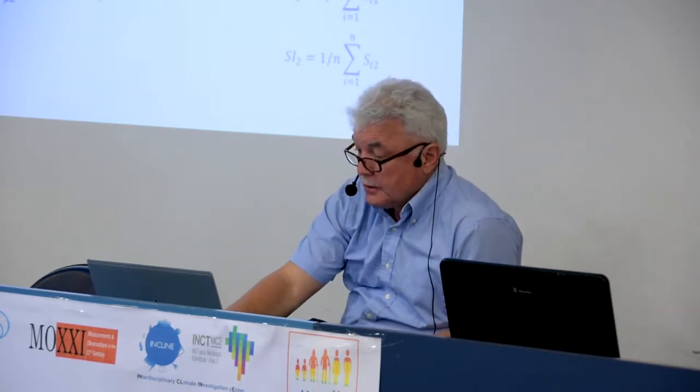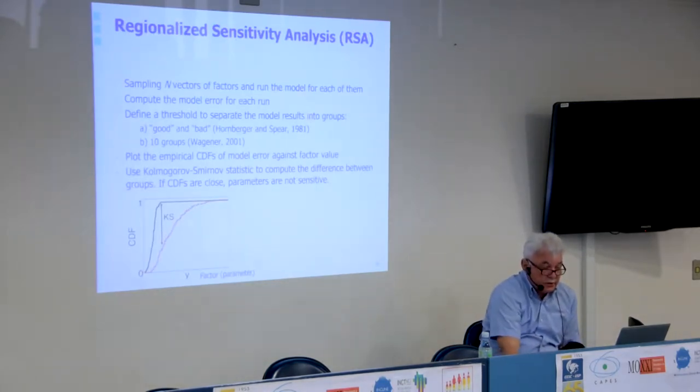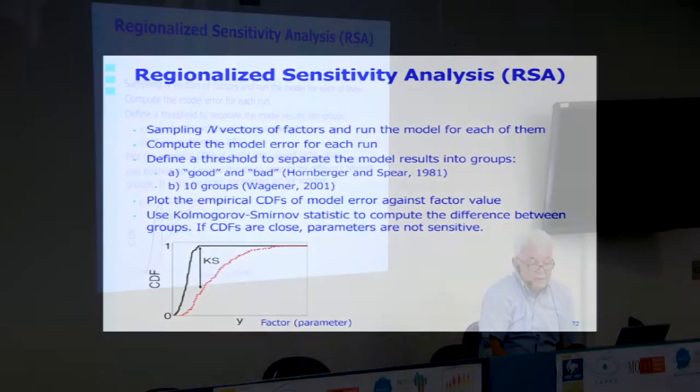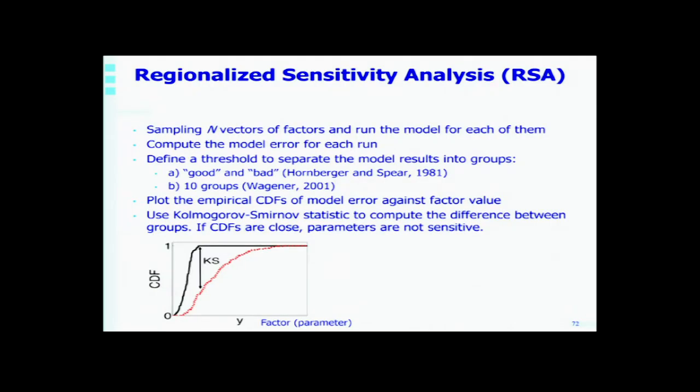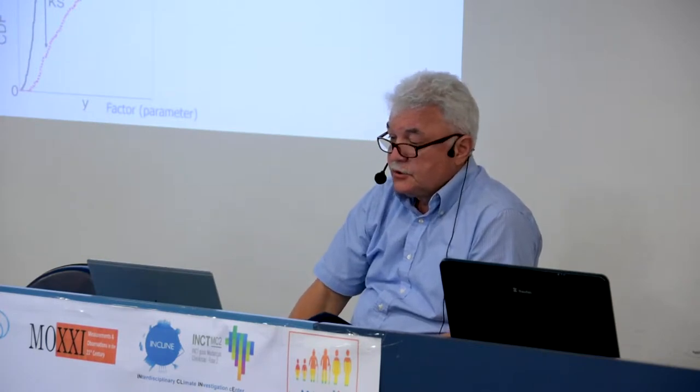All right. Okay, regionalized sensitivity analysis, Hornberger and Spear in 81, and then Wagener updated this method in 2001, when he was actually, I think, a postdoc in Delft at that time. He's now a professor in Bristol, still doing a lot in sensitivity and uncertainty analysis, so a good recommendation would be to check his papers with co-authors writing about sensitivity analysis.